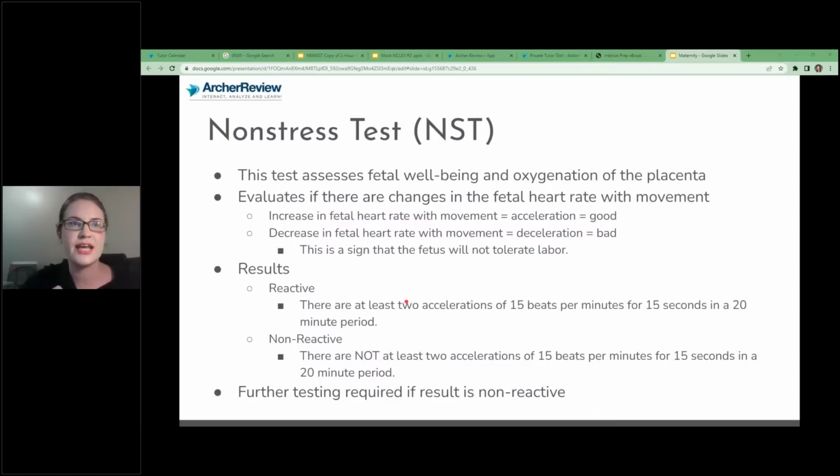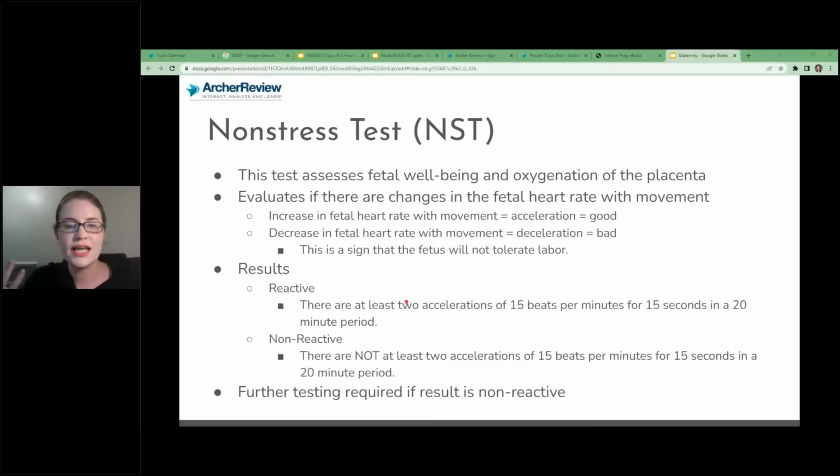But results are only reactive when there's at least 2 accelerations within a 20-minute period. But they can't just be one little quick acceleration or 2 quick accelerations. They need to meet some standards. They need to be above the baseline by at least 15 beats per minute, and each acceleration needs to last for at least 15 seconds. If you get 2 of those, that's reactive. That's a good thing. A reactive non-stress test, research has shown, tells us that fetus is probably going to be safe and healthy for the next 2 to 3 days. It's really reassuring. If there's a non-reactive non-stress test, though, you don't at least get 2 accelerations, then that's non-reactive.